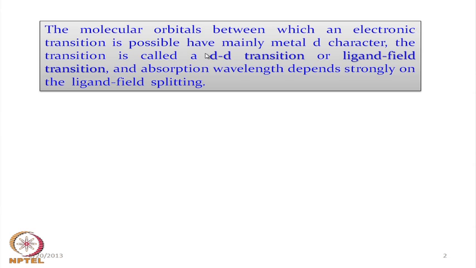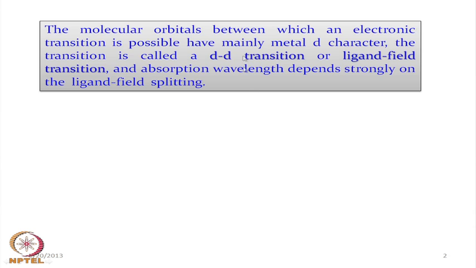We see that there are 5 d orbitals, and in an octahedral crystal field the 5 d orbitals will be split into 2 sets, the t2g and the eg set, and if the transition is taking place from the t2g set to the eg set, we will be considering those as the corresponding d-d transitions, and these transitions can also be considered as ligand field transitions, and the absorption wavelength will be dependent strongly on the ligand field splitting.